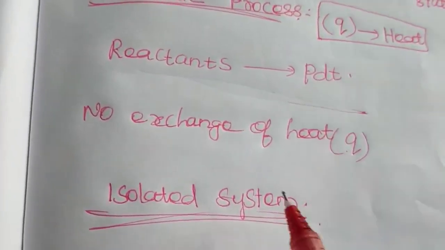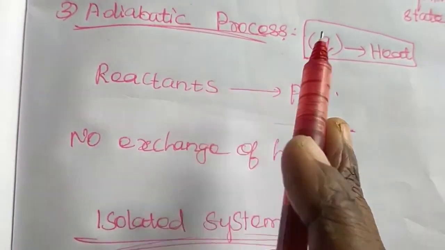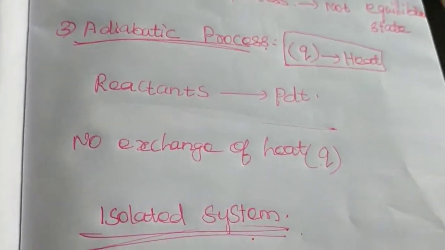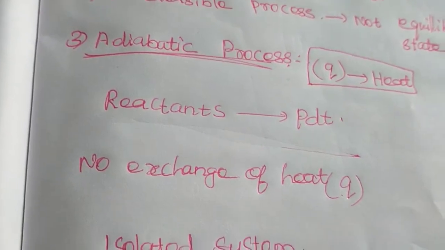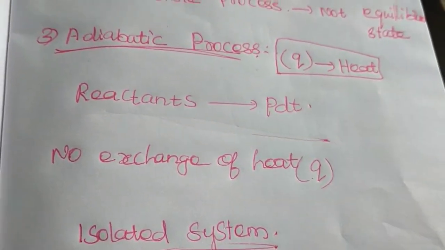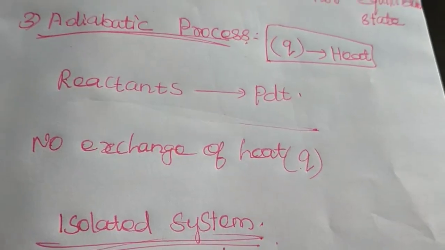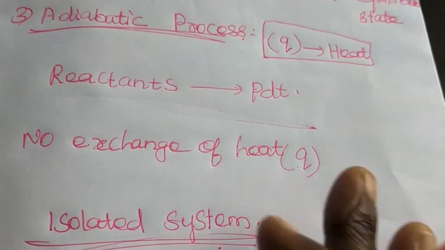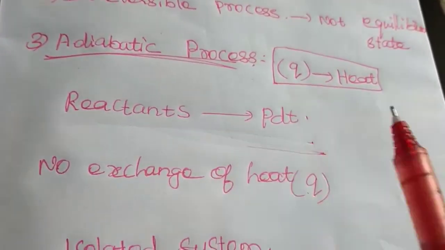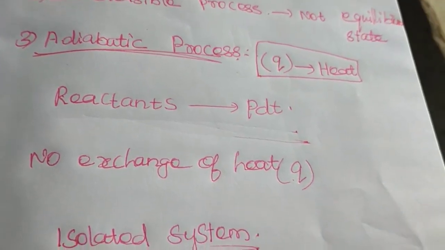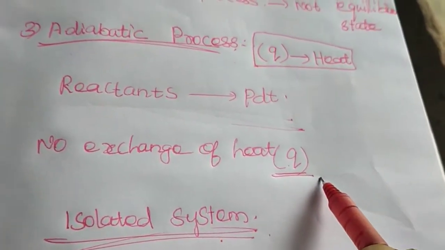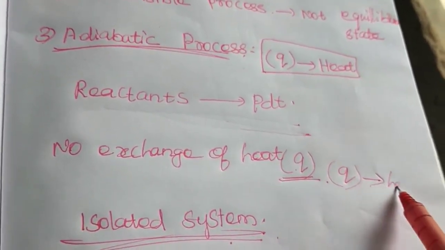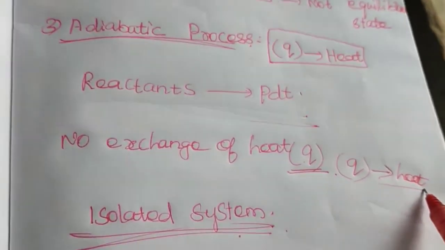So you can take an example for the adiabatic process: an isolated system, one thermoflask. In the thermoflask there is no exchange of heat. So what is the definition of the adiabatic process? Adiabatic process means there is no exchange of heat between a system and surrounding throughout this process. Heat we denote here as Q. In this chapter, we will denote Q as heat. Don't forget this. Q means heat.